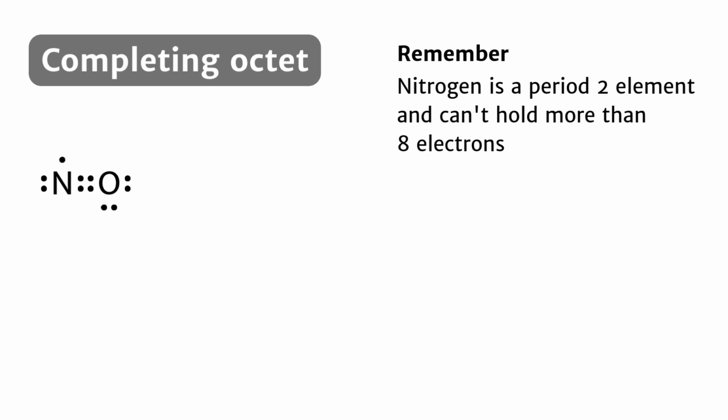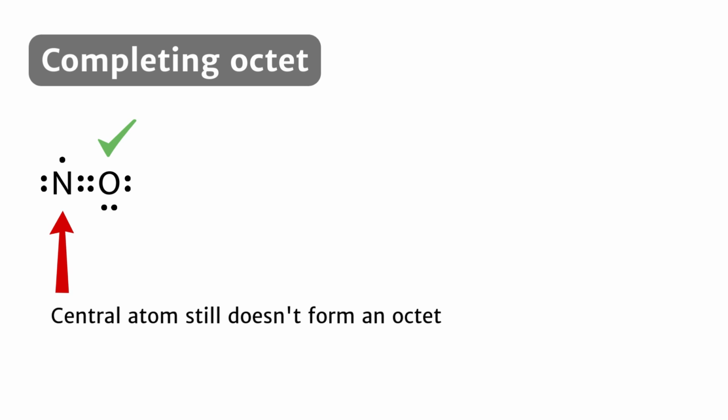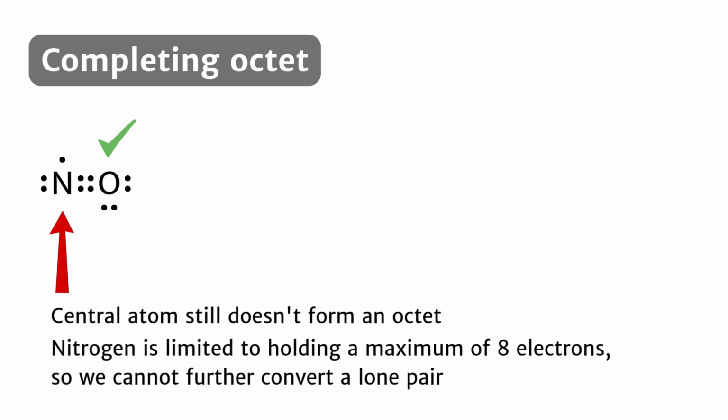a chemical bond. In the current structure of NO, the outer oxygen atom forms a complete octet, while the central nitrogen atom does not. However, as discussed earlier, nitrogen is a period 2 element and cannot hold more than 8 electrons in its valence shell, so converting another lone pair into a bond is not possible. Therefore, we will now calculate the formal charges of each atom to determine whether the current structure is stable.